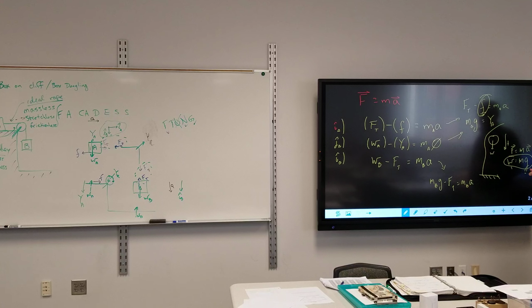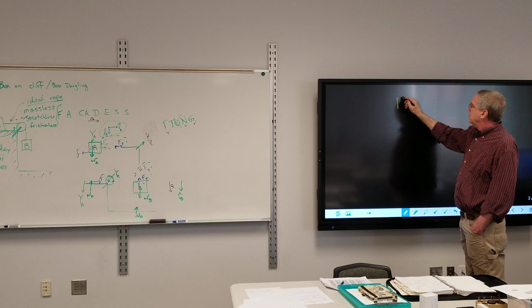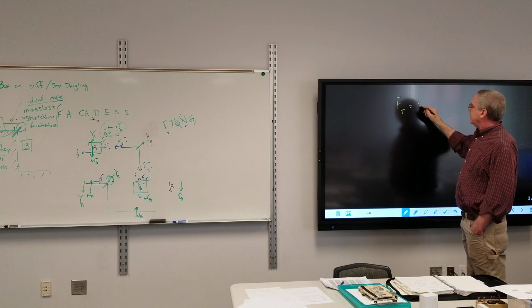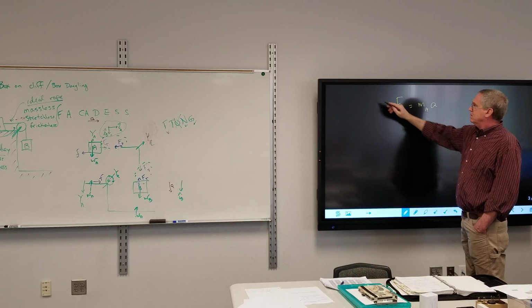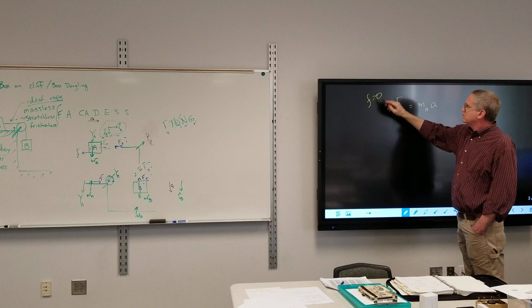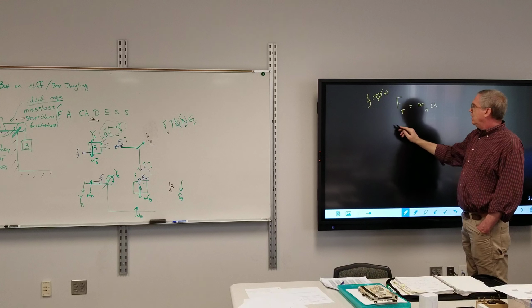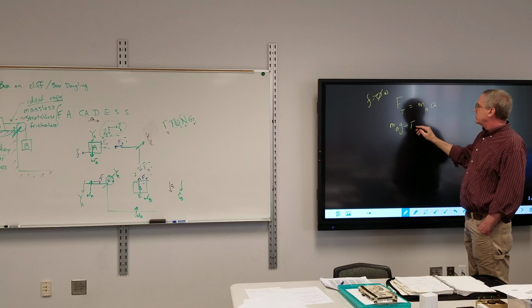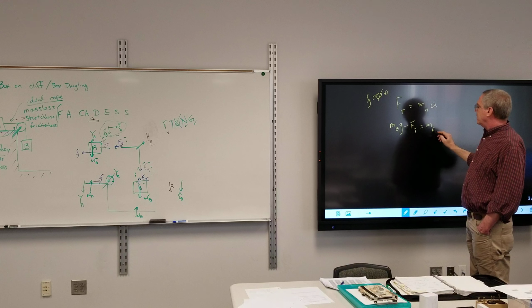Just wrapping this up somewhat quickly, if I make this a frictionless situation, the only thing that changes is that friction is equal to 0. So what I'd end up with is tension is equal to m sub A times A. This is again if the friction is 0. And m sub B g minus the tension is equal to m sub B a.